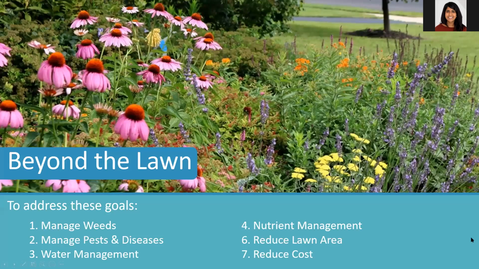So next we're going to talk about beyond the lawn. So one of the goals is to reduce lawn area, and maybe that's one of yours, maybe not, but I encourage you to refer back to your assessment document that we mentioned at the beginning to ask yourself, really, is your lawn meeting your needs? And if it's not, then you might be interested in this following section.